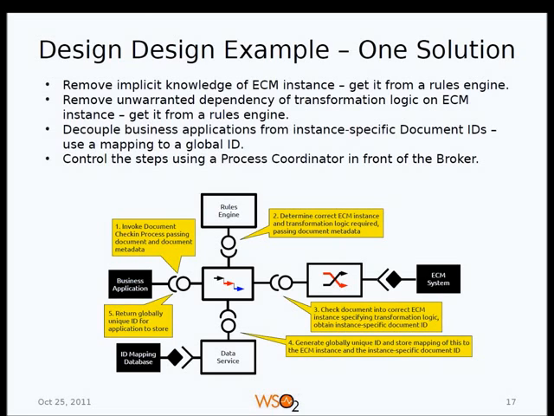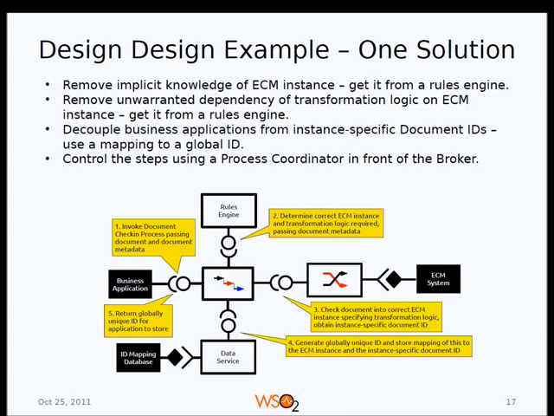So now the business application is just going to hold that globally unique ID in its database. And if it ever needs a document, it's going to come back with that globally unique ID and say, please get me the document. The process coordinator will look up the data service and say, all right, now I know which ECM instance it's on and what the document ID is on that instance. It will go and talk to the broker. The broker will talk to the ECM, its proprietary protocol, and it will go back and get that document back and pass it all the way back.